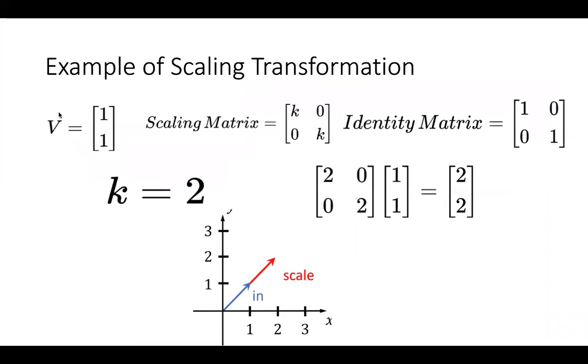Say we're given vector (1, 1), and this is the scaling matrix right here, the basic scaling matrix, and we also have the identity matrix. Let's say that we want to scale it. We want to make this line twice as long. So we use k equals 2, and then we plug it into the scaling matrix formula, and then we multiply it by the vector, which equals (2, 2). And then when we graph that, we can see it's twice as long as the original vector.